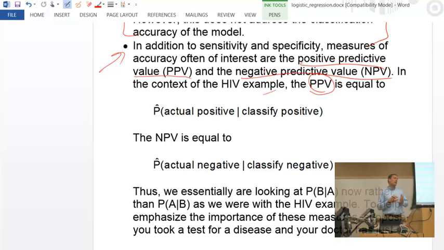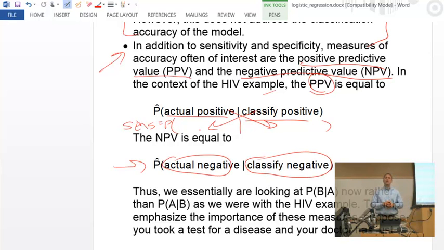Notice how this is essentially changing the order of the stuff in comparison to sensitivity. If you remember, the sensitivity was exactly the same, except we put classified positive there, and we put actual positive there. So now we're just looking at things from a different point of view. The negative predictive value then is the estimated probability of actual negative given classified as negative. So you can see that we're just simply flipping these two things in the specificity definition.